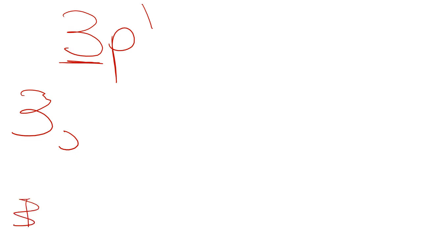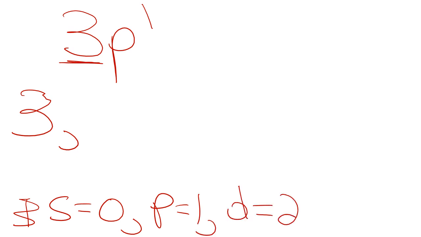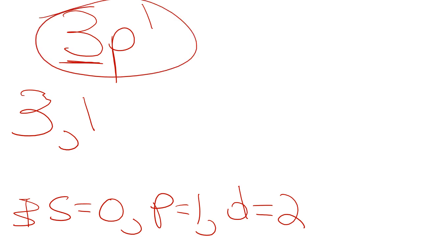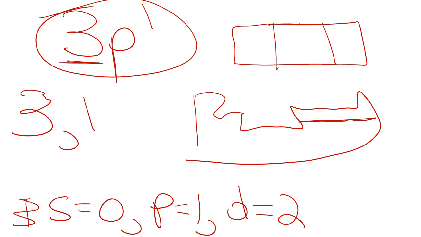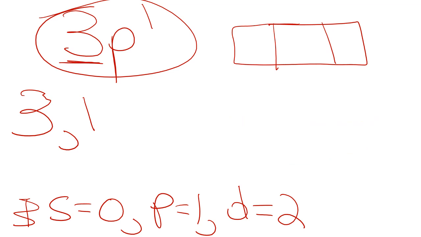Then the second number: S is 0, P is 1, D is 2. So the second quantum number is going to be 1 because it's 3p1. The third quantum number, we're going to draw a little box like this. If you look at the periodic table, P is 6 across. We can put 2 electrons in every P. So we're going to go up, and there's just 1 electron.